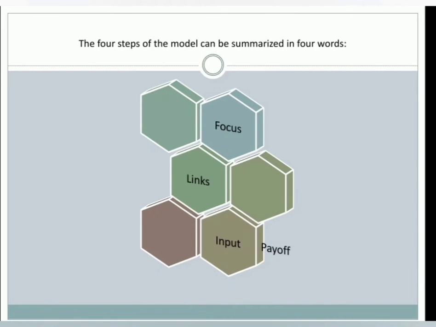The four steps of the model can be summarized in four words. First, focus. Second, links. Third, input. And the last is payoff.